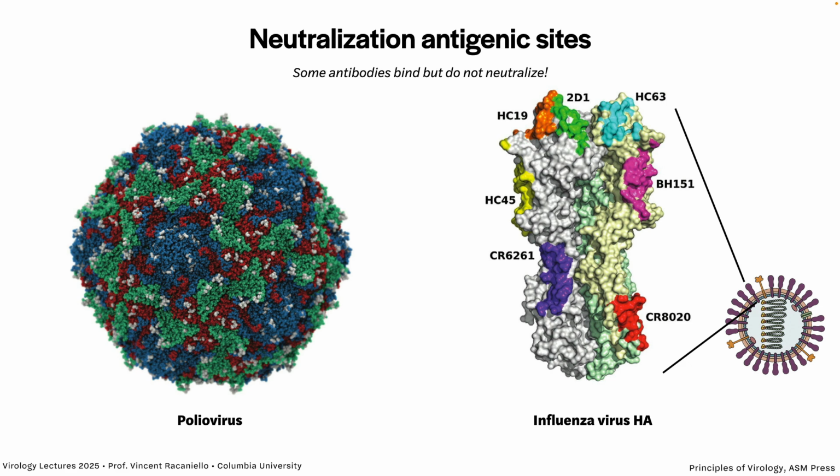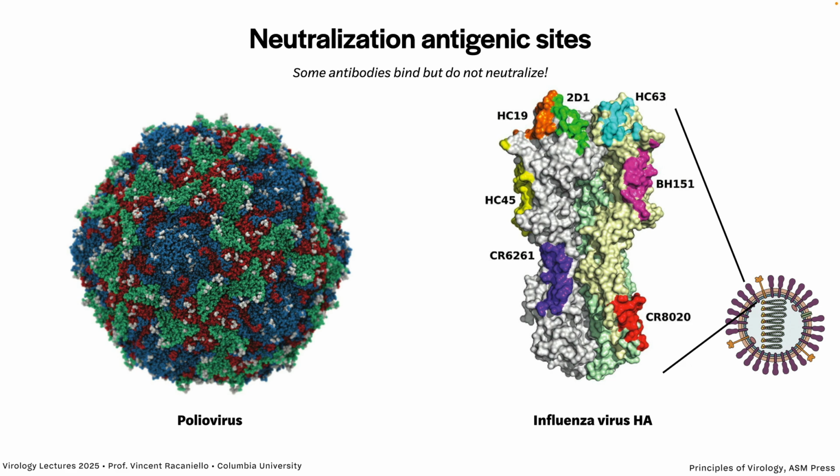So where are the epitopes on the viruses to which these antibodies bind? Here on the left is poliovirus, which is an icosahedrally ordered virus. And in white are the epitopes to which antibodies bind. So you can see they're scattered across the capsid, but they're regular, right? Because the proteins that make up the capsid are repeated over and over.